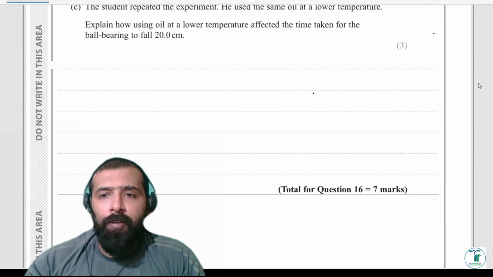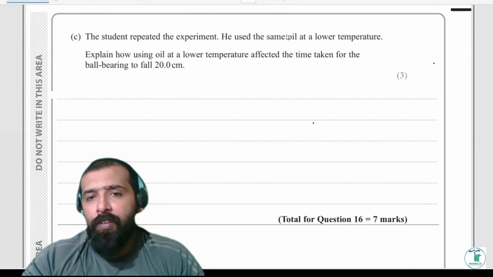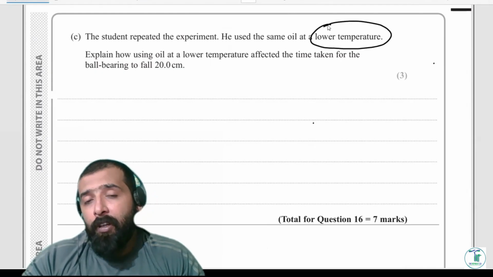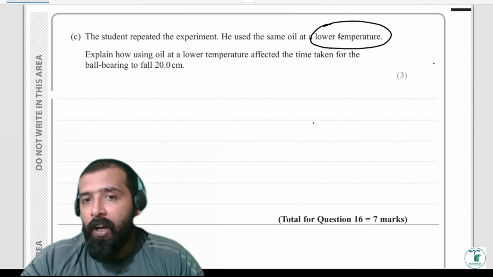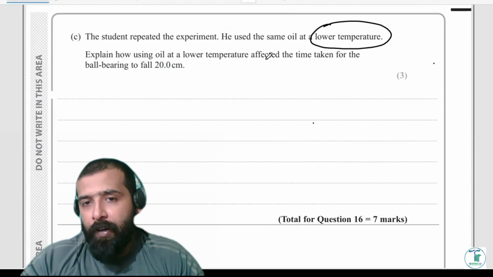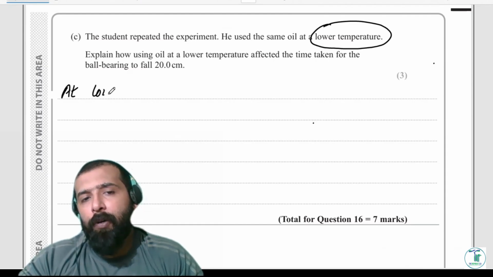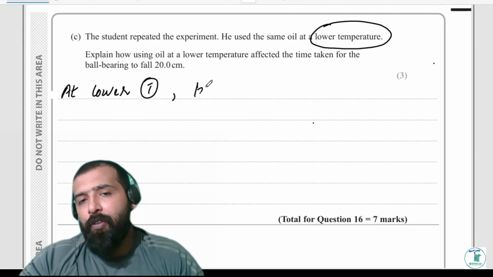Now you've got the C part, right? The student repeated the experiment. He used the same oil at a lower temperature. So lower temperature, what does that mean? The liquid should have a higher viscosity. Explain how using oil at a lower temperature affected the time taken for the ball bearing to fall 20 centimeters. Everybody knows that at lower temperatures, you must have a higher viscosity, right?